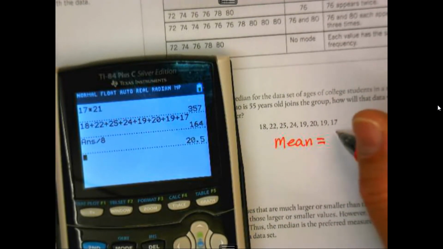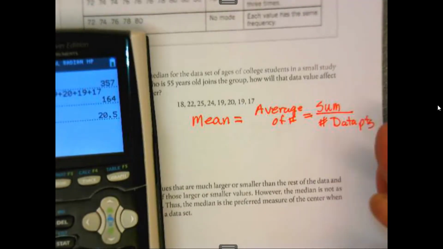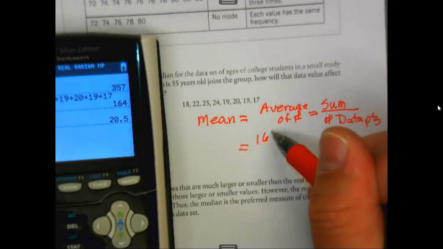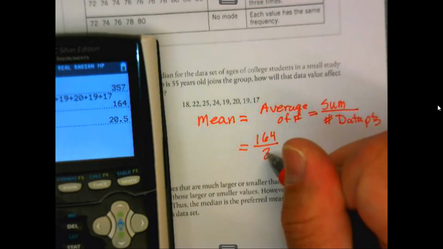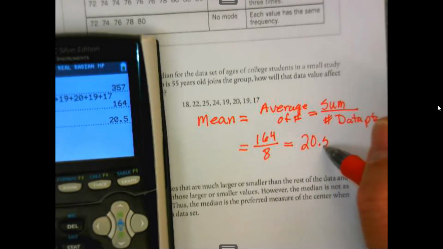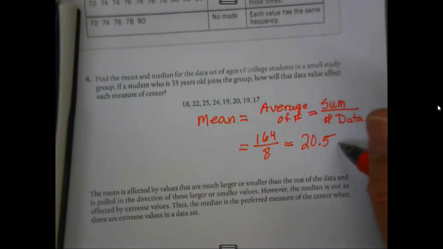Here, let me put the definition down. The average of all the numbers, which equals the sum divided by the number of data points. Okay, so I have 164 divided by, there were 8 data points, and that gives me a mean of 20.5. This is the age, so I'll say years.